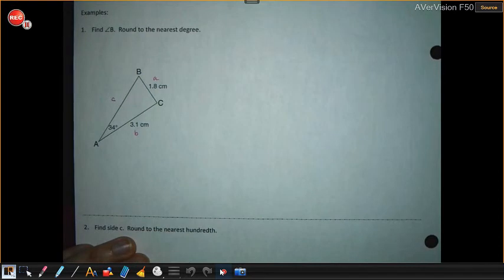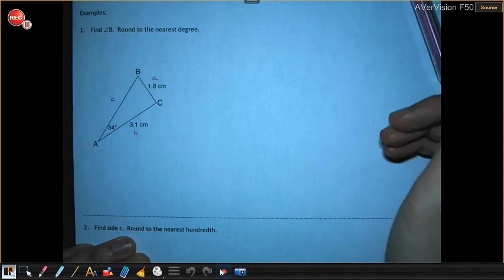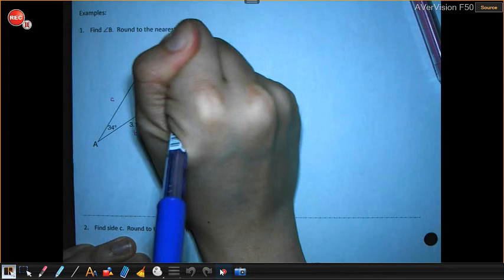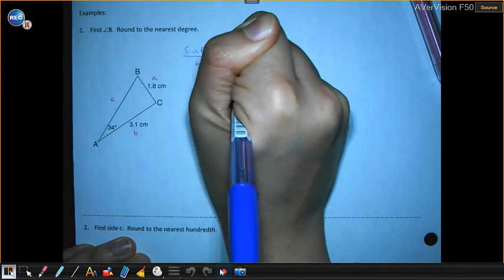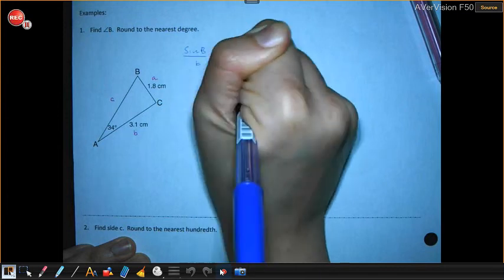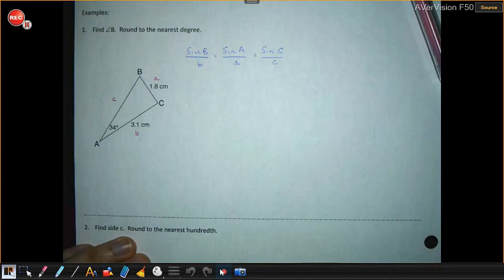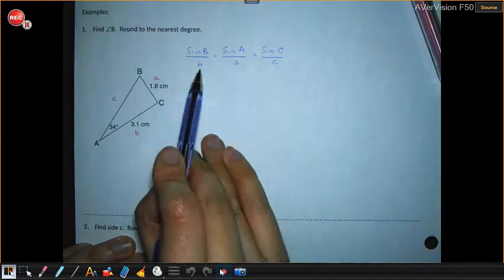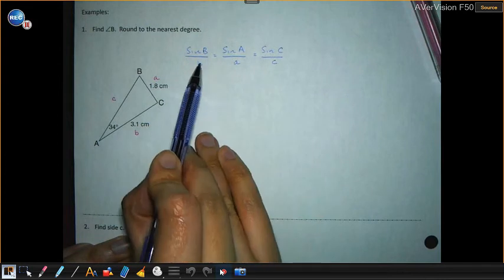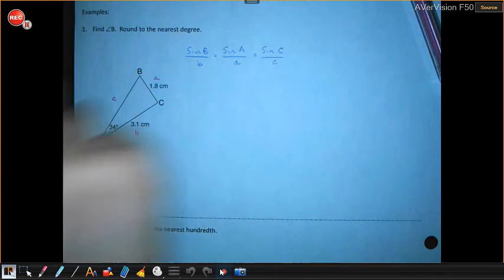So we're looking for angle B. So I'm going to use the formula sine B over b equals sine A over a equals sine C over c. It's the same thing as the formula we wrote before. I just changed the order, but it's the same thing. They're all equal to each other. I put this one first because we're looking for angle B.